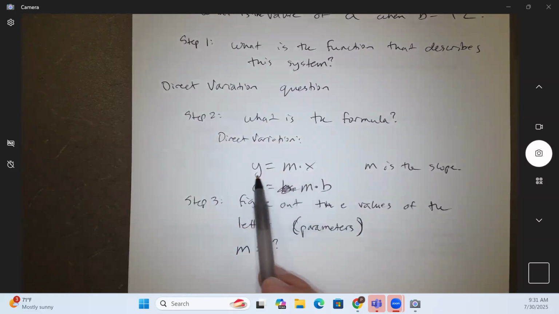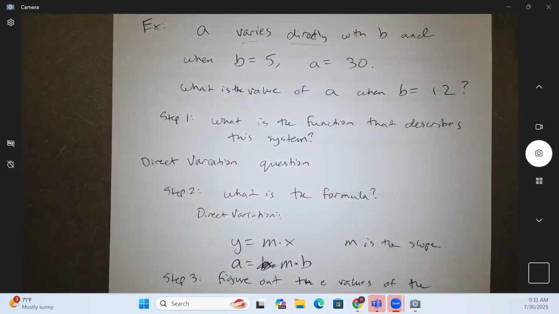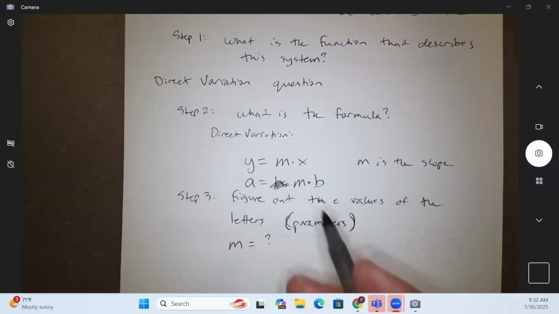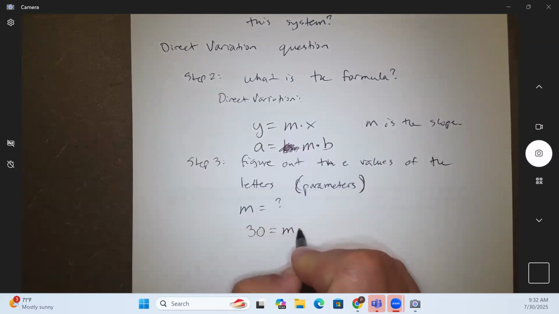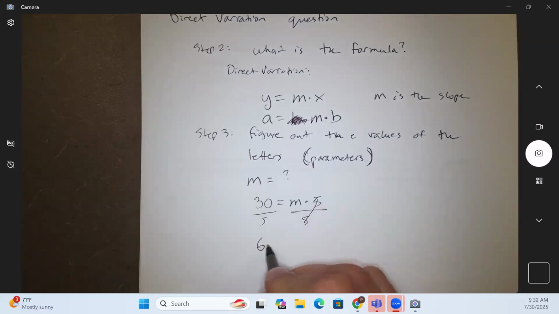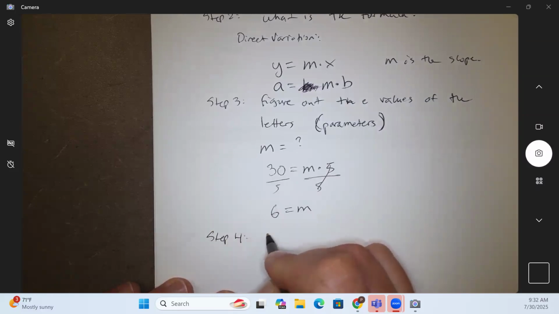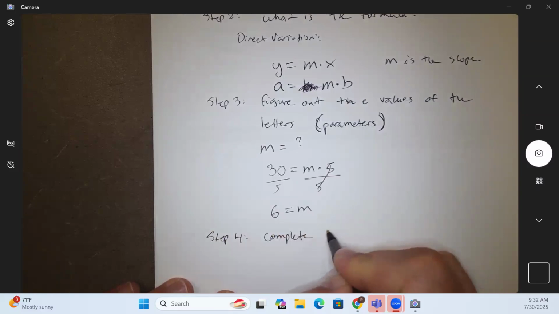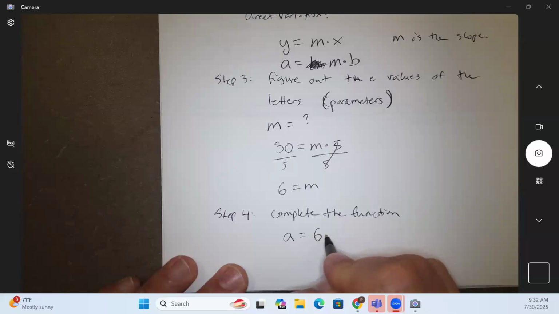But I think it still makes sense to start with this general y equals m times x. And you know that if A varies with B, that means B is the input and A is the output. So we knew that 30 equals m times 5. How do you figure out what m is? Divide both sides by 5, and you get m equals 6. Now you can complete the function. A equals 6 times B.